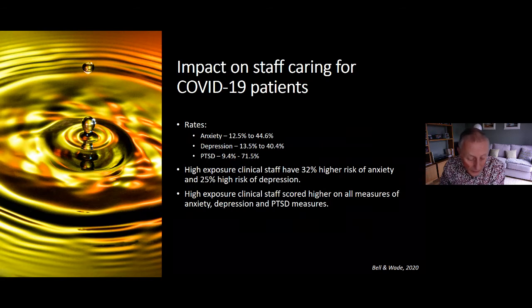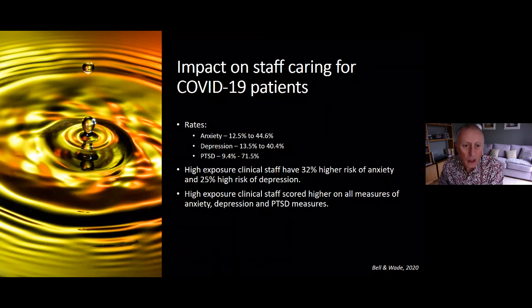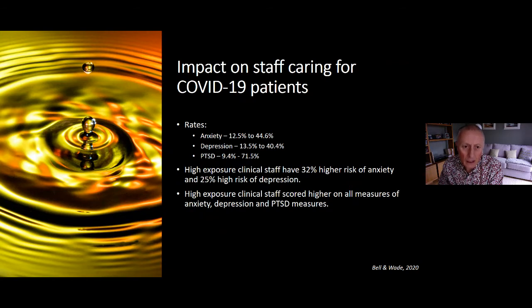In terms of findings, the first thing to note is that different studies use different measures, and not only use different measures, but also use different cutoffs. So it's difficult to estimate with absolute precision rates of psychological distress, but what we do see is a range for anxiety and depression and post-traumatic stress disorder, which demonstrates very significant and important impacts on staff.